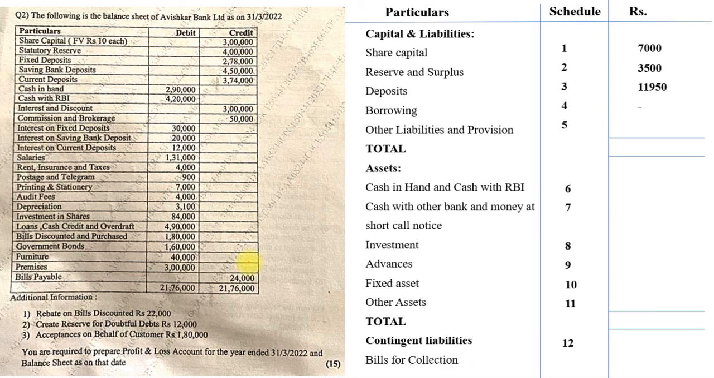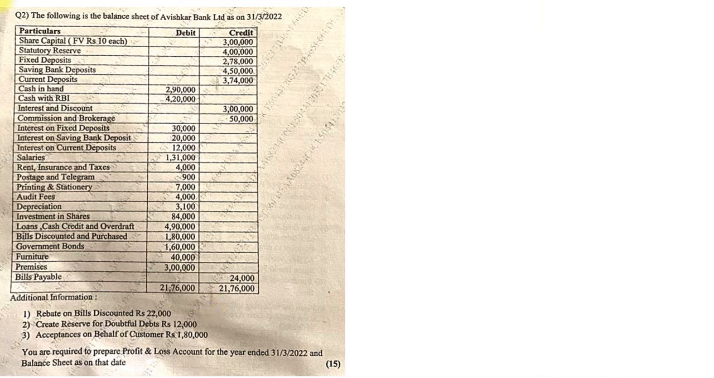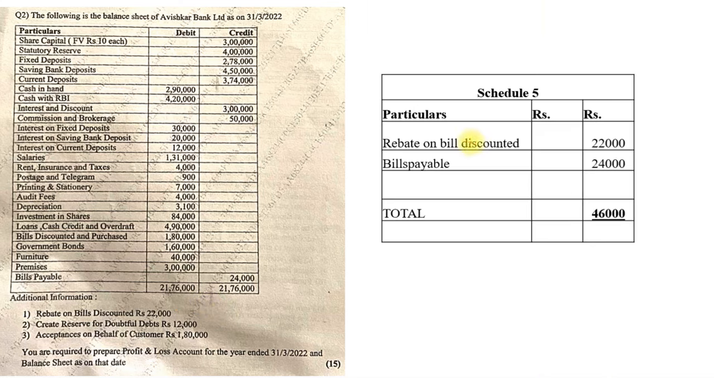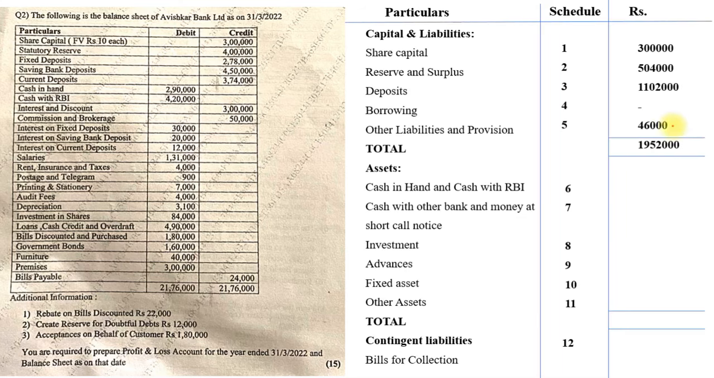And other than bills payable, always remember under other liabilities and provision, we have one more provision, that is bill discounted. Whatever bill has been discounted will first get minus on the interest side, and secondly, it will always be shown on the liability side under other liabilities and provision. So in our schedule number 5, we have rebate on bill discount 22,000 and bills payable 24,000. Total comes to 46,000. So 46,000 we noted down on our schedule.